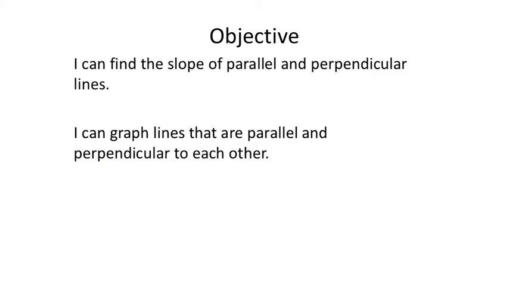So there's our 2 objectives for the day. I can find the slope of parallel and perpendicular lines. And then I can graph lines that are parallel and perpendicular to each other. So just a quick reminder of parallel lines. Parallel lines never intersect, okay? They never touch, they never intersect, they never come together, however you want to say that. And then perpendicular, that tells us that the 2 lines will create a 90-degree angle with each other.